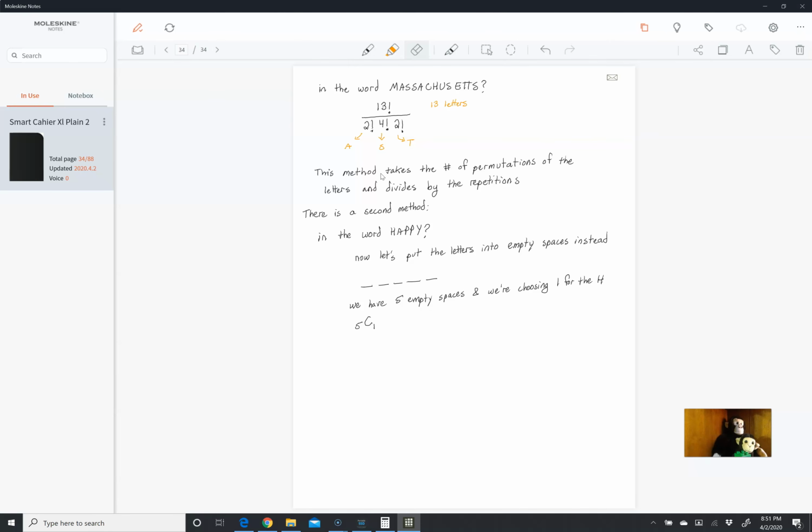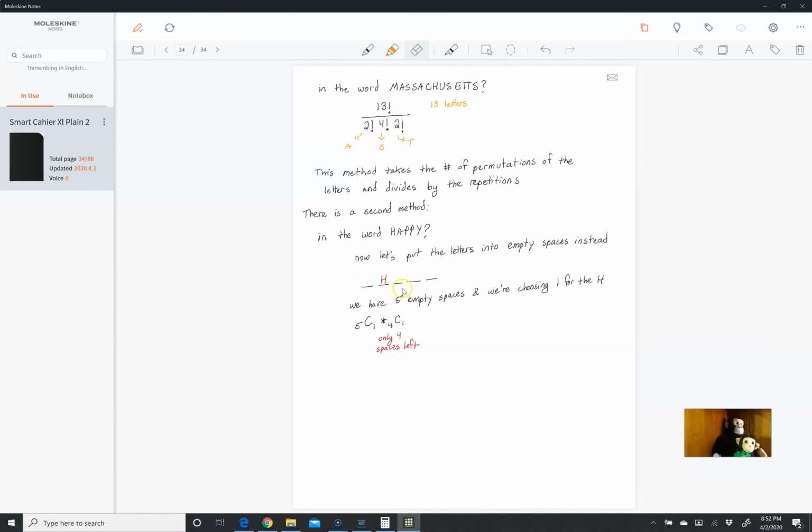Okay, let's suppose then that we put the H into this first space. Well, now we're going to have to put in the A. Well, there are only 4 spaces left. So we have 4 spaces, and again, we're choosing only one of them for the A. And the fundamental counting principle says we multiply. For every way that we could put the H, there's 1 space that we could put the A into.